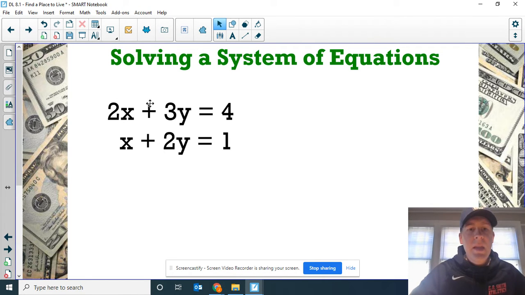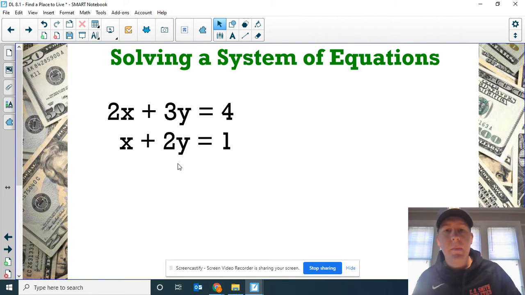If I want to find an x and a y value, let's take the top equation alone. I want to find an x and a y value that'll make this statement true, so that I get 4 on the left-hand side of the equation. And then I also want an x and y value that'll give me 1 on the left-hand side of my bottom equation. So I'm trying to find the x and the y value that can make both equations true. To do that, we have three different methods.